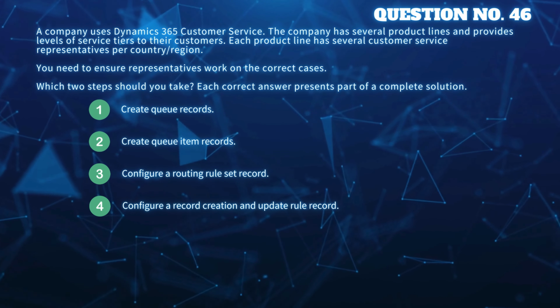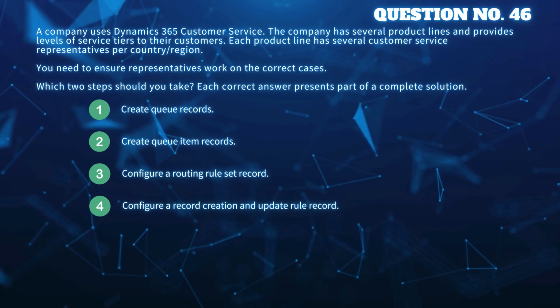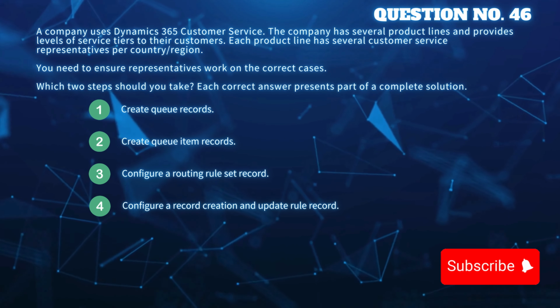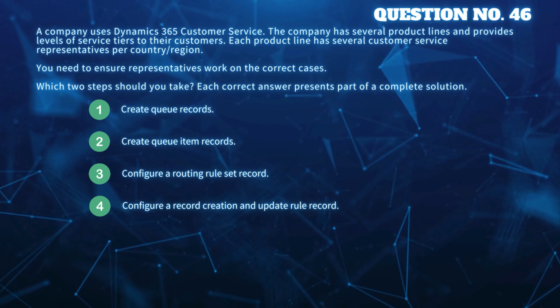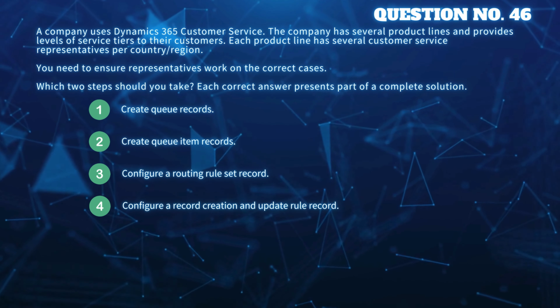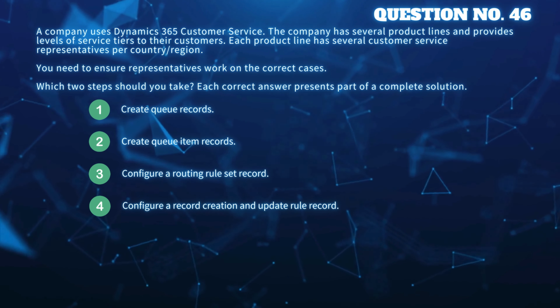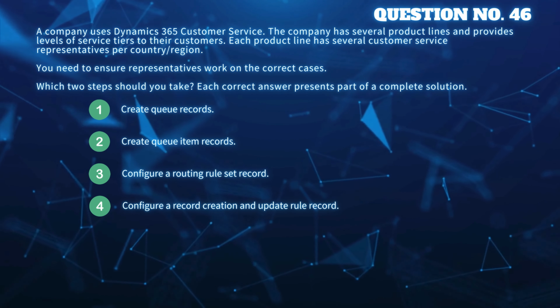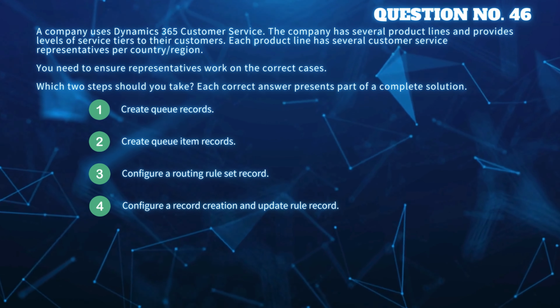A company uses Dynamics 365 Customer Service. The company has several product lines and provides levels of service tiers to their customers. Each product line has several customer service representatives per country/region. You need to ensure representatives work on the correct cases. Which two steps should you take? Each correct answer presents part of a complete solution.